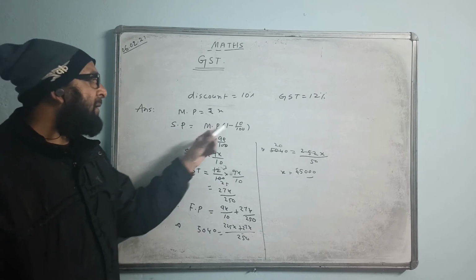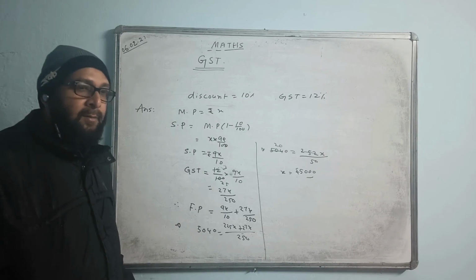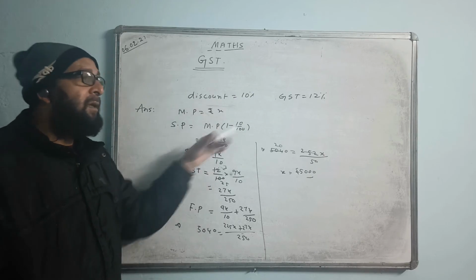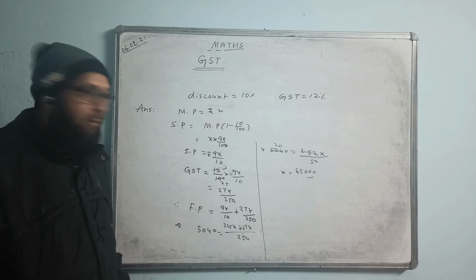SP equals NP times 1 minus discount by 100. Discount is 10 now. That's why I am taking 10 by 100. Whatever discount they give, put it at that time. Understood?